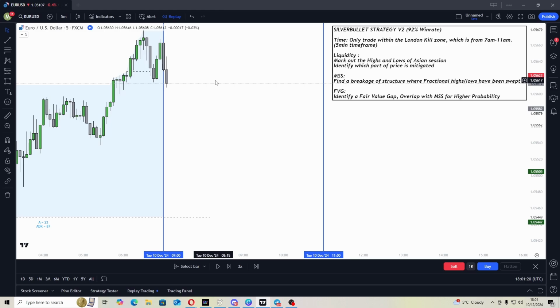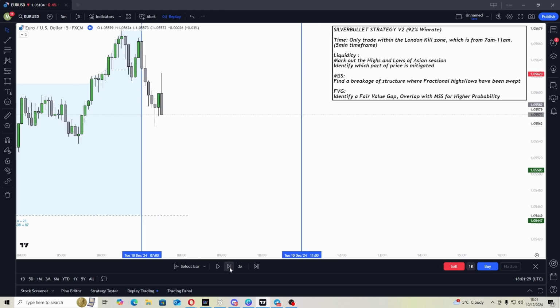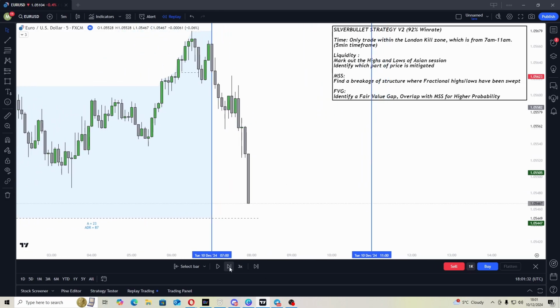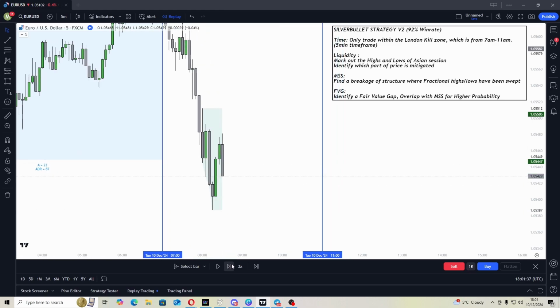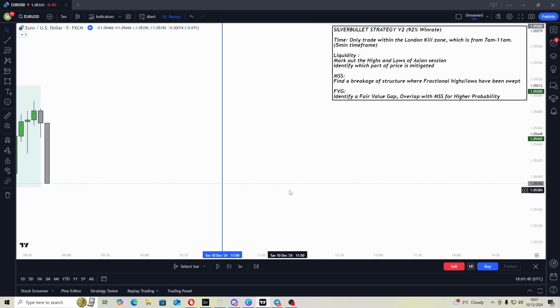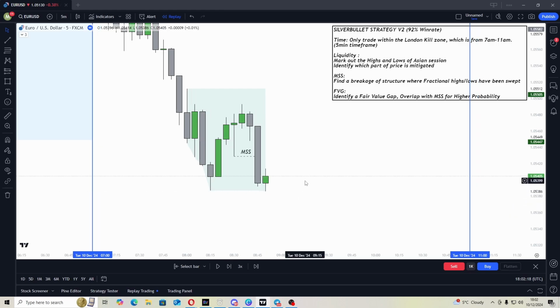Okay, so what we need to do now is find a breakage of structure where the fractional highs and lows have been swept. In this point, we need to see fractional lows being swept. Okay, so if I play price forward, we need to wait until lows are swept. This doesn't count right here, so we play forward, and you can see right there a fractional low has completely just been swept there. And what makes this strategy even better, an engulfing candlestick actually took out this fractional low, which makes it way more valid. Now, once we've got this market structure shift, all we need to do now is identify the fair value gap, and we can overlap it with the market structure shift for a higher probability. So if I play price forward once, you can see that we have a clear gap.